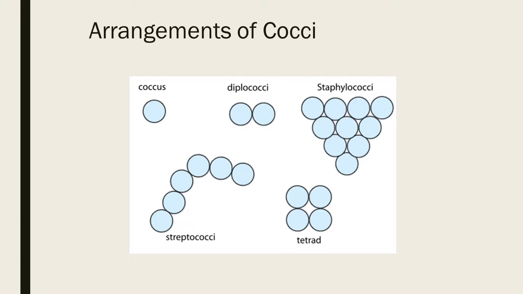Staphylococci is going to be a bunch of round bacteria cells. The word staph actually means a bunch, and it looks like a bunch of grapes. Streptococci is going to be a chain of round bacteria cells, because the word strep means chain. And lastly, we have something called a tetrad, and tetra means four, so you have four round bacteria cells grouped together. You do need to draw these in your notes, so this would be a good place to pause and draw these in while I continue with the notes.